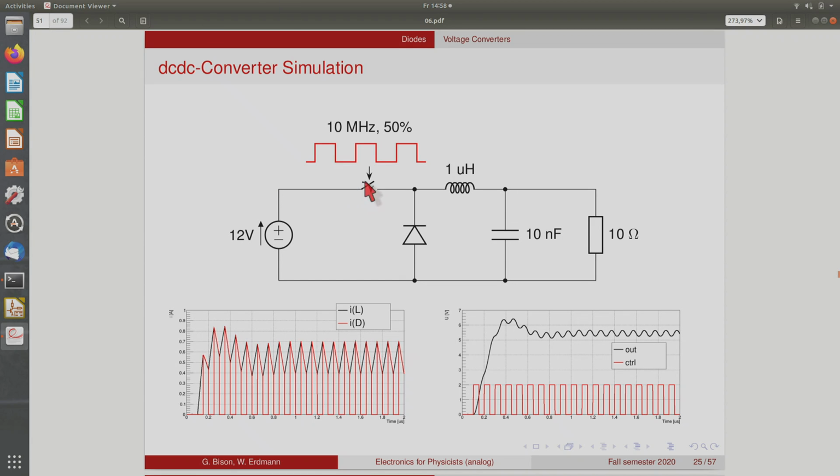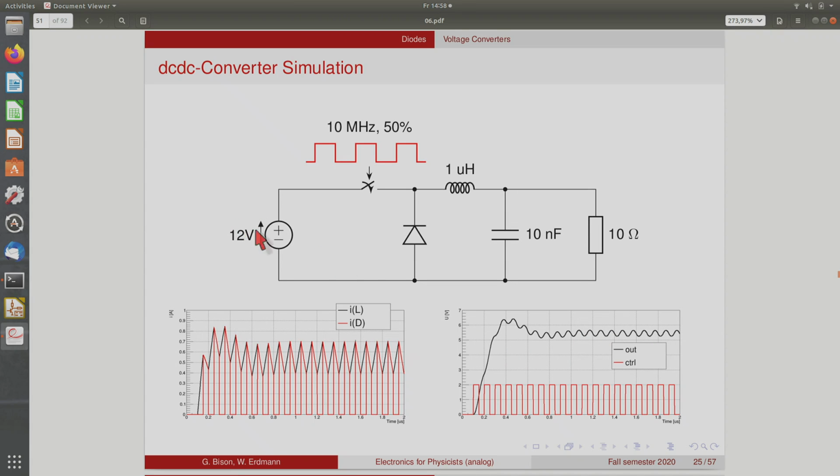So as long as you have the switch closed, the current here goes up. You store energy in the inductor, and then when you open the switch, the energy from the inductor is taken back down again, and the voltage drop across the inductor basically makes sure that your load sees a lower voltage than the input voltage. Okay, and the effect is shown here. You see a voltage that is then lower than the input voltage.